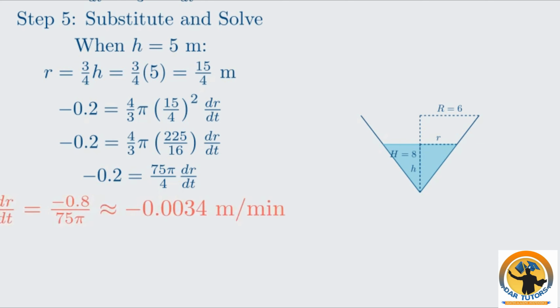The negative sign confirms that the radius is decreasing, which is expected as the water level falls. This problem shows how to handle situations with multiple variables by using geometric relationships to simplify the equation.